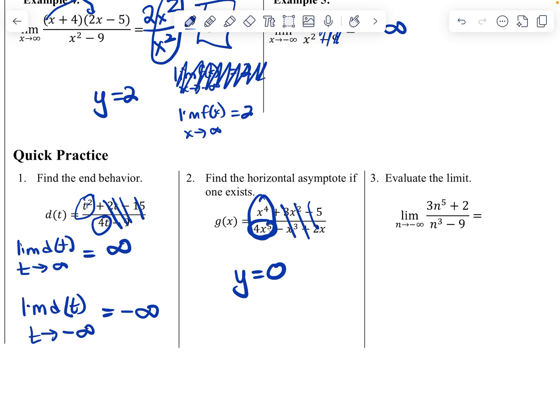And then this last one, the limit as it goes to negative infinity. This is a pretty big negative number, so it's a big negative, and the bottom is bigger and would stay negative. So a bigger divided by a big, 2 negatives make a positive. So it's going to go to positive infinity.